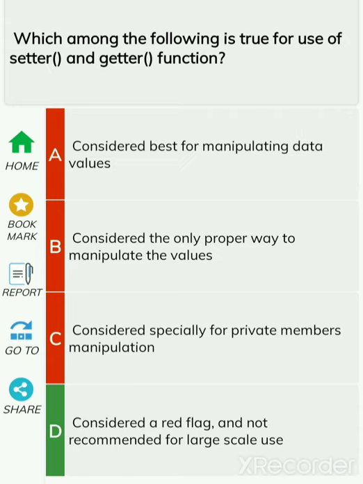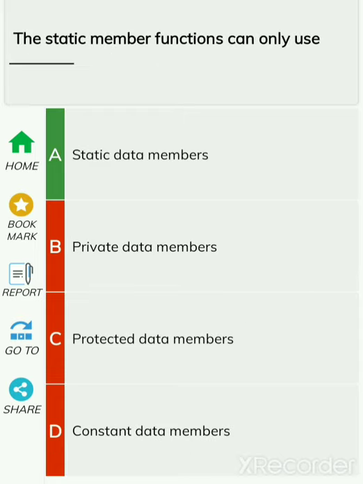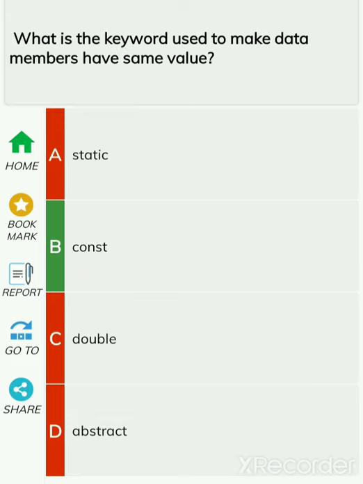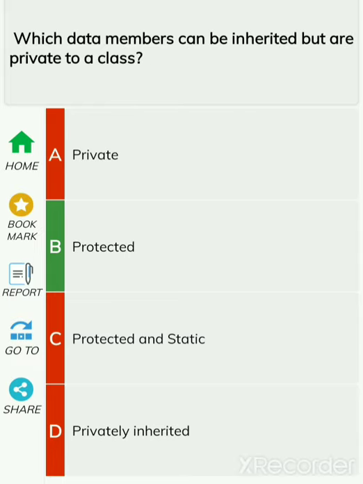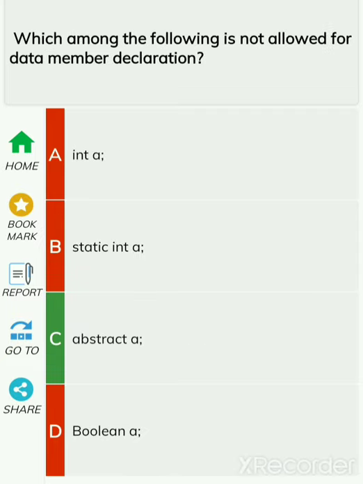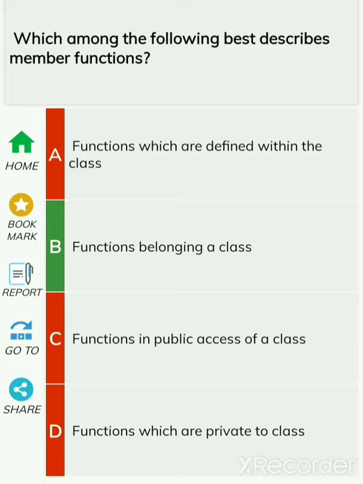Which among the following is true for use of setter and getter function? Consider a red flag and not recommended for large scale use. The static member functions can only use static data members. What is the keyword used to make data members have the same value? Const. Which data members can be inherited but are private to a class? Protected. Which among the following is not allowed for data members declaration? Abstract. Which among the following best describes member functions?